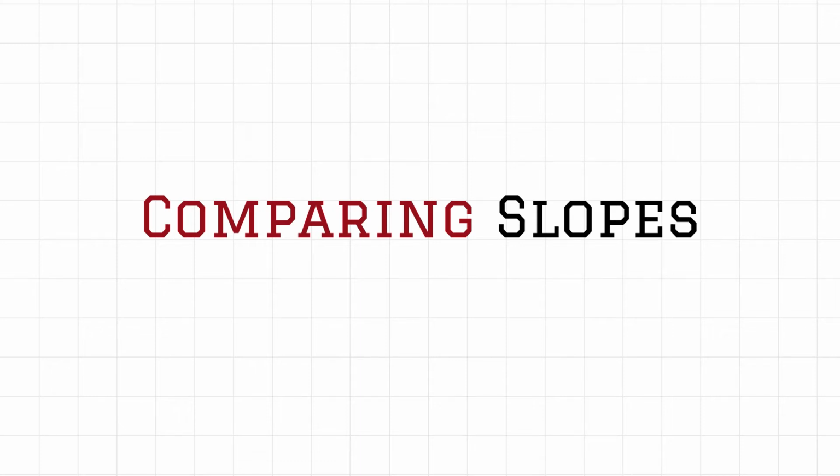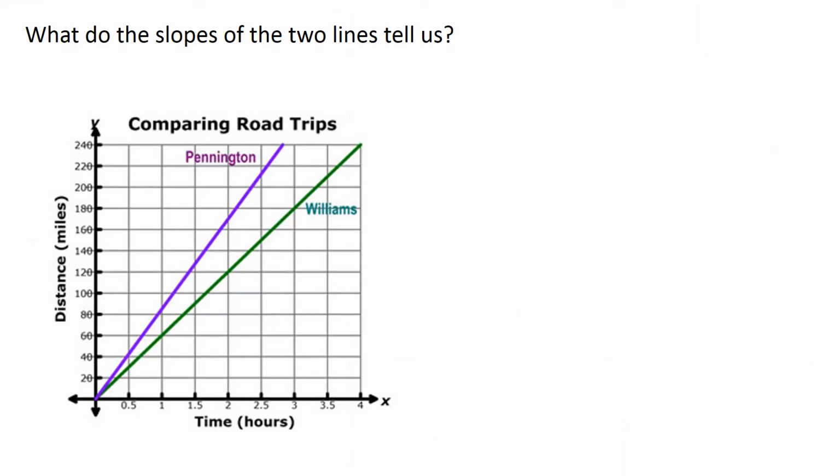So in general, it's pretty hard to compare slopes of two different lines unless they're on the same graph. But if you have two lines on the same graph using the same axes, then comparing them is actually very helpful. What do the slopes of these two lines tell us?